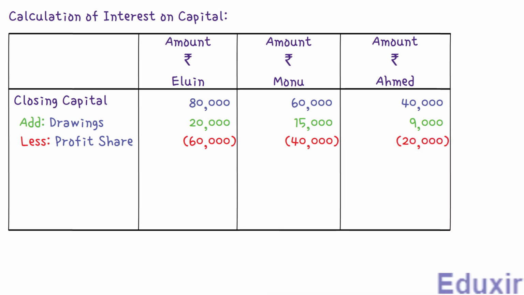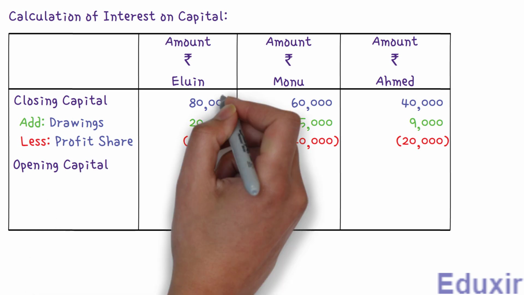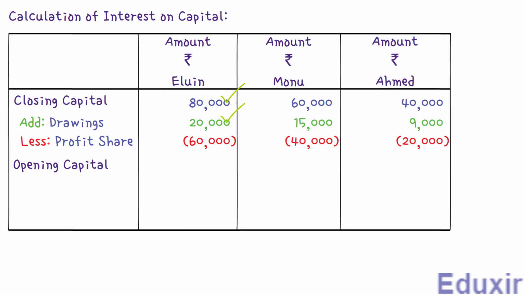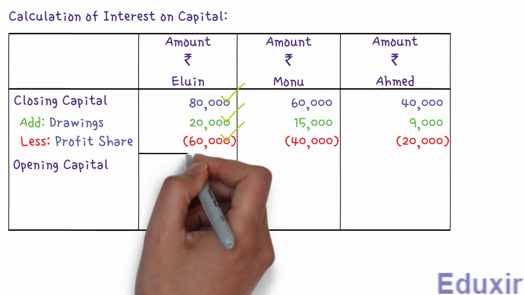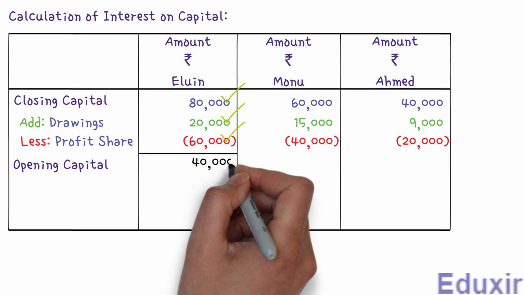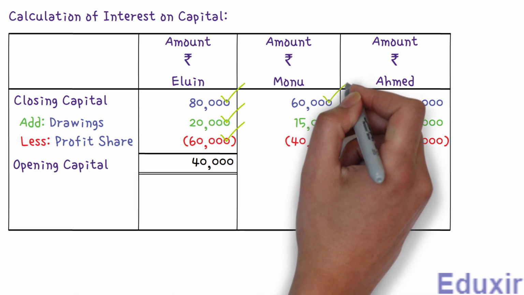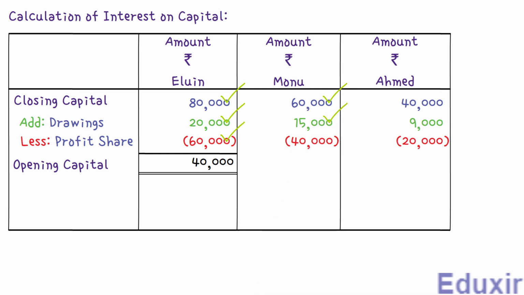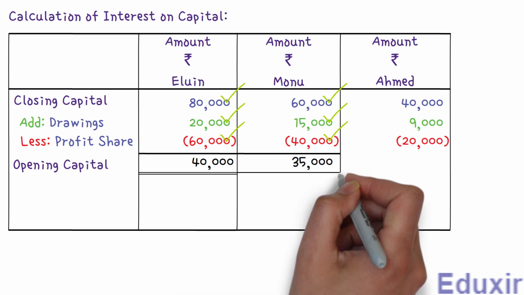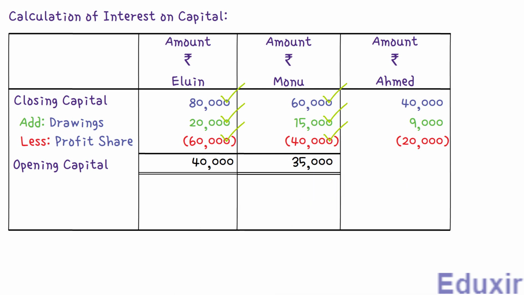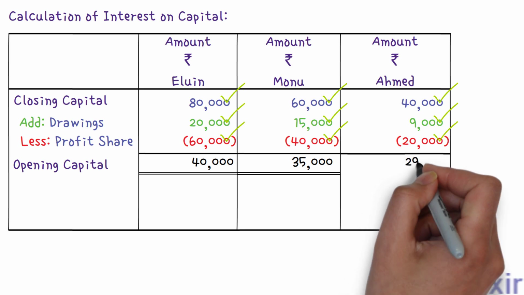Now we have everything to calculate the opening capital. For partner Eluin, from the sum of 80,000 rupees and 20,000 rupees, if we subtract 60,000 rupees, we get 40,000 rupees. For partner Monu, from the sum of 60,000 rupees and 15,000 rupees, if we subtract 40,000 rupees, we get 35,000 rupees. For partner Ahmed, from the sum of 40,000 rupees and 9,000 rupees, if we subtract 20,000 rupees, we get 29,000 rupees.